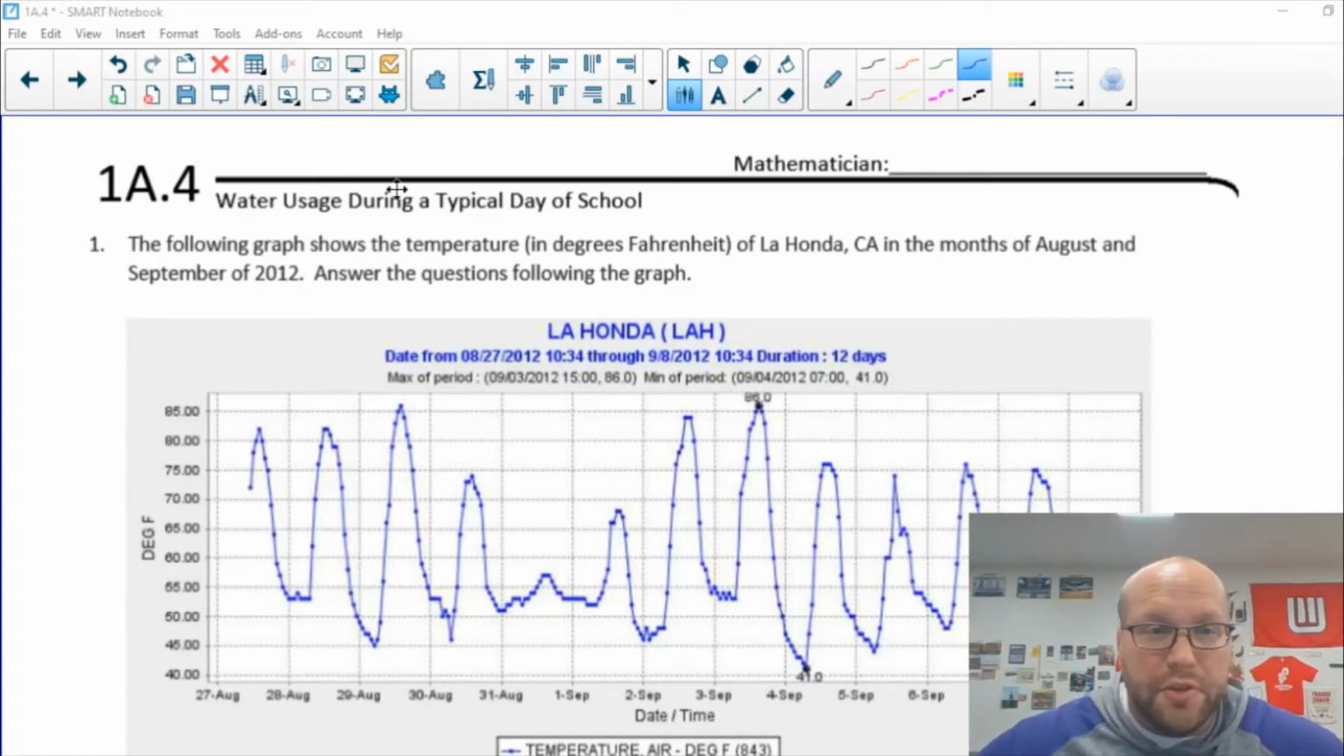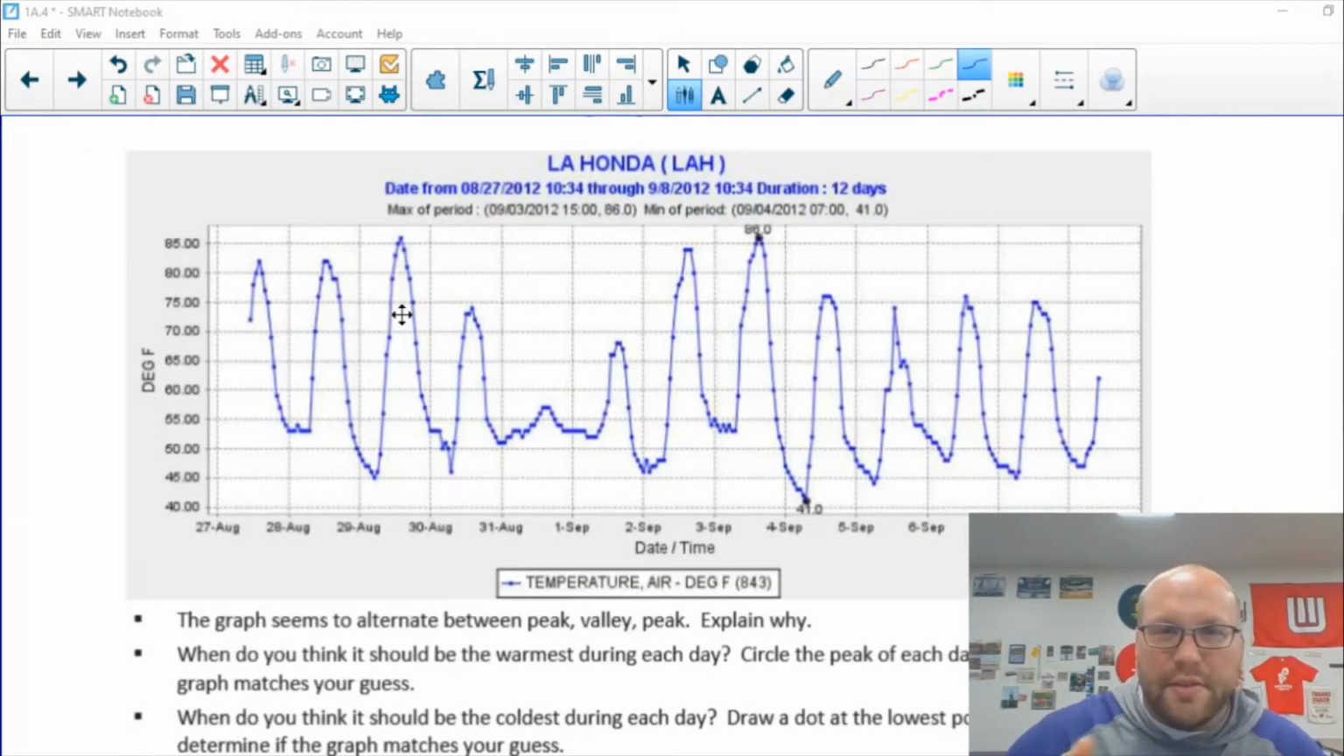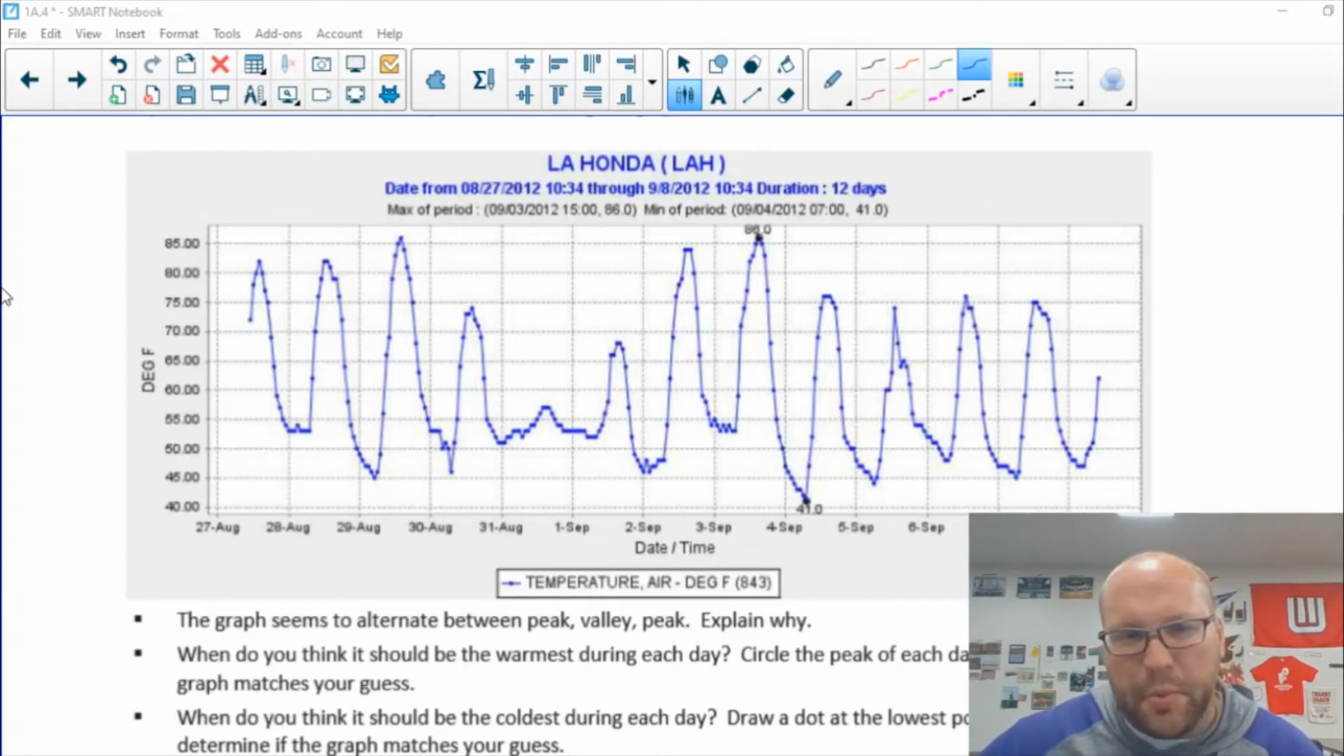So this very first one is temperatures. This is a place in California, La Honda. I know there's probably a Spanish pronunciation, so don't quote me on that one. But I watched a YouTube video on how to pronounce it. Trust me. So we're looking at graphs. This is a graph of the temperature day by day. So we're looking at what can we do, what can we interpret, how can we explain everything.